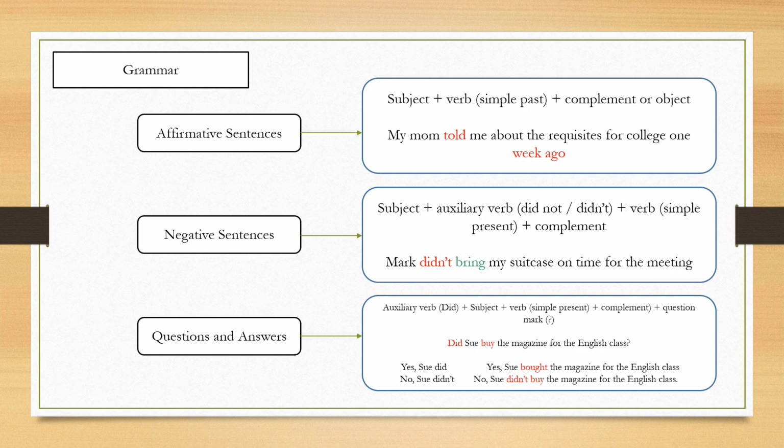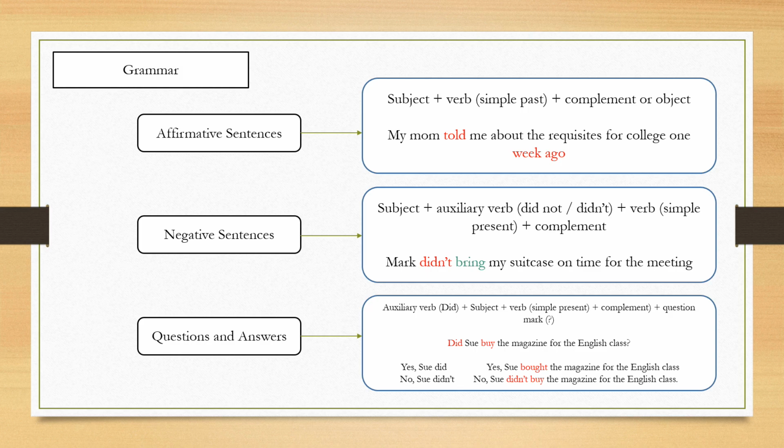Short answers are just formed with yes or no plus the subject and the auxiliary. If it is affirmative, we can say did, and if it is negative, we say did plus not, or didn't. On the other hand, long answers are formed by an affirmative complete sentence and a negative full sentence, as you can see in the example.